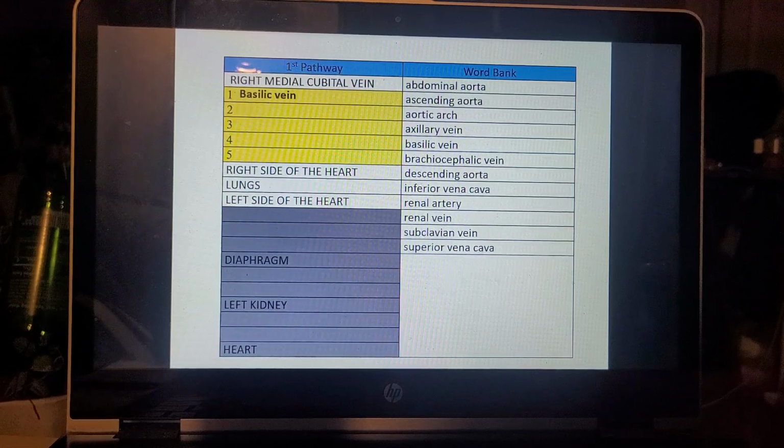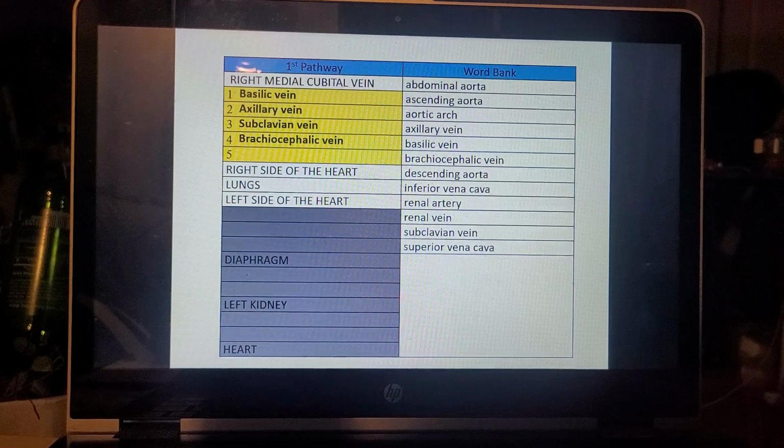Basilic vein. Axillary vein. Subclavian vein. Brachiocephalic vein. Superior vena cava. Next set.